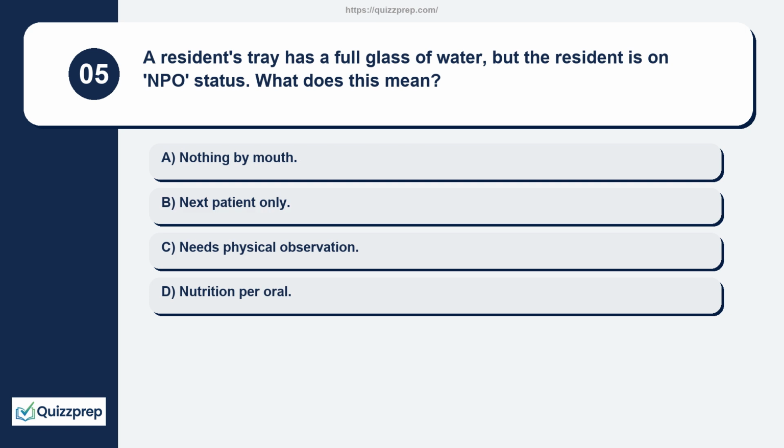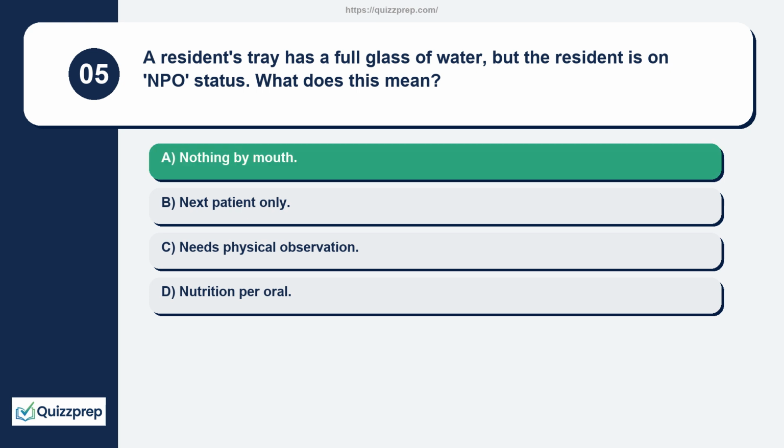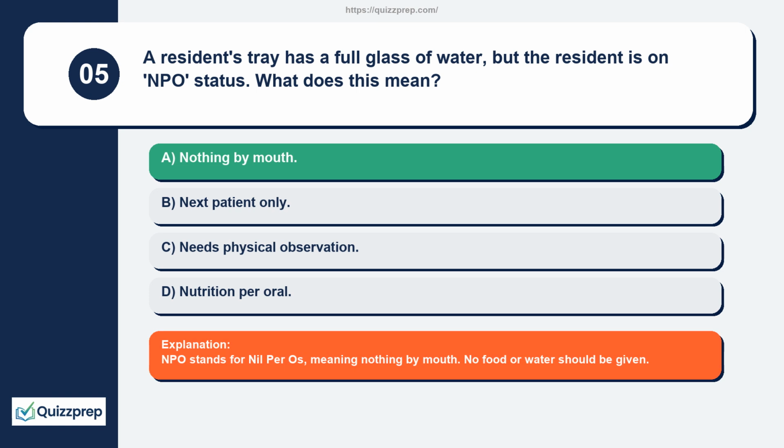Question 5. A resident's tray has a full glass of water, but the resident is on NPO status. What does this mean? Nothing by mouth. Next patient only. Needs physical observation. Nutrition per oral. NPO stands for nil per os, meaning nothing by mouth. No food or water should be given.